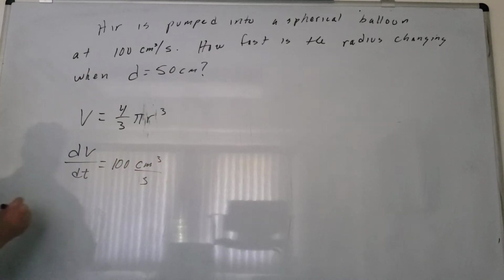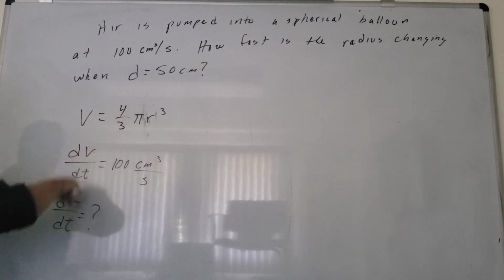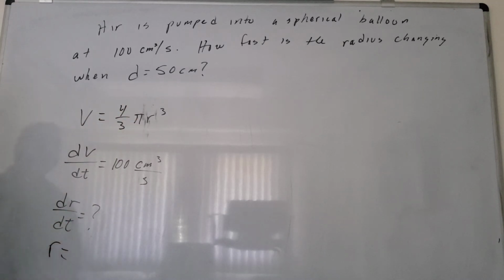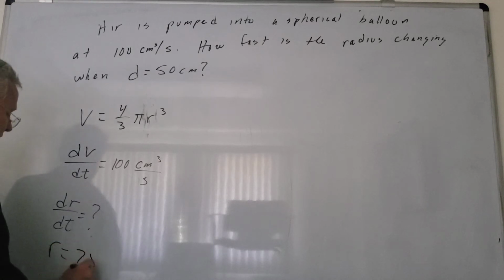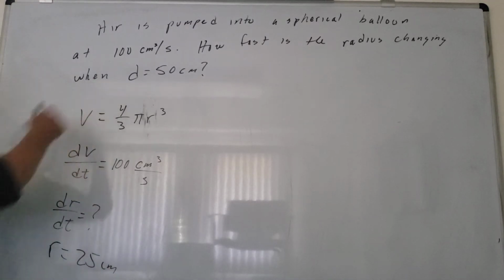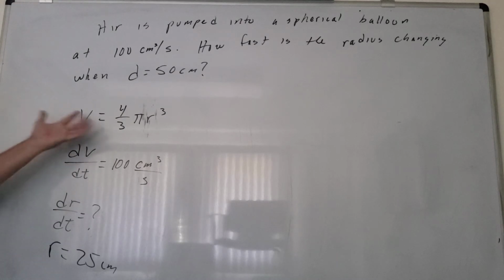How fast is the radius changing? So we want to find dr/dt when d, because everything is in terms of r here, I'm not going to write d as 50, I'm going to write r as 25, because the radius is half the diameter, and our functions have r and not d.